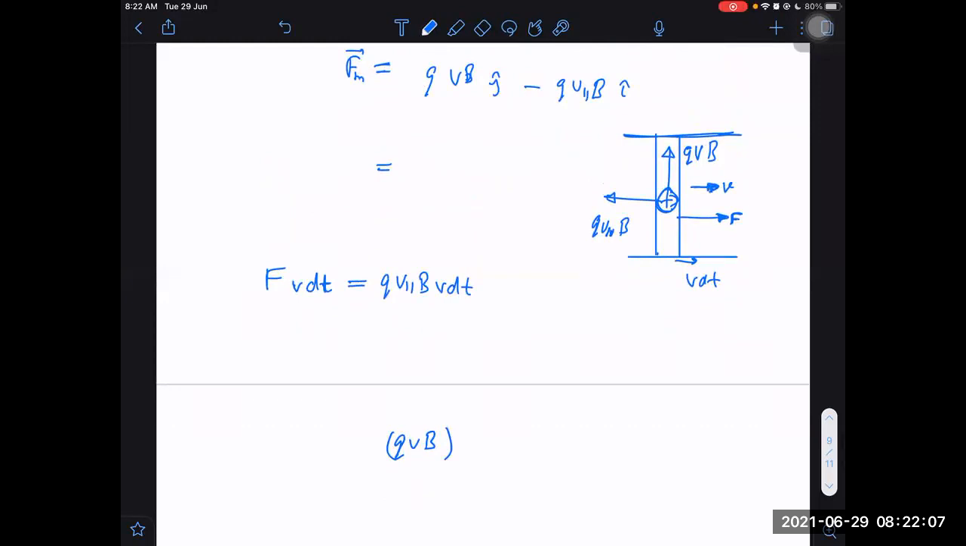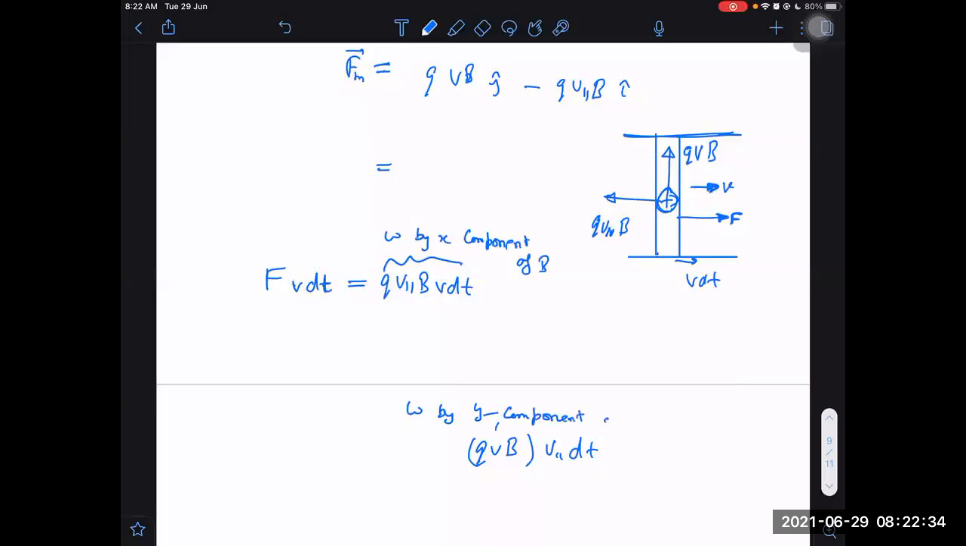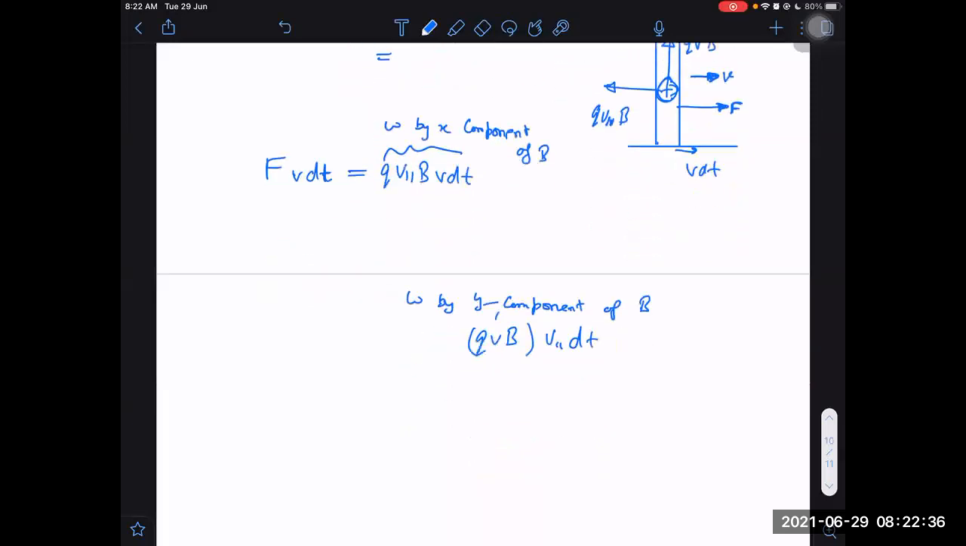Q into VB into VB into, I think I should say V parallel into dt, right or not? V parallel into dt. That is work done in which direction? Work done by the J component of this. This is work by the X component of magnetic field, and the other one is work done by the Y component of magnetic field. What is that work done by the Y component of magnetic field? That is equal to this. Are you noticing that this value and this value are the same, right or not?